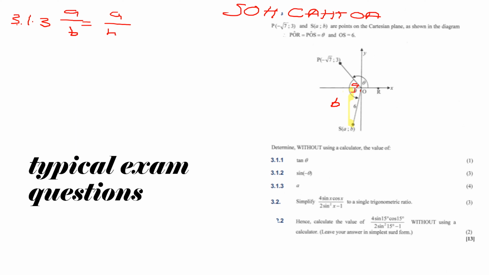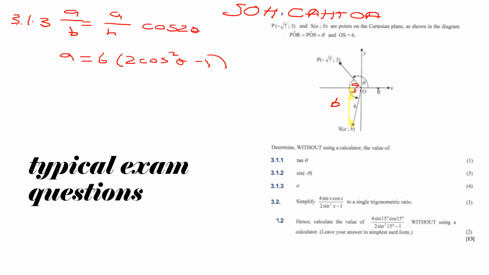So adjacent over hypotenuse is cos, right? Therefore that will be cos 2 theta. So A over 6 is equal to cos 2 theta. Cos 2 theta is a special angle, and therefore we can replace it. Therefore A is equal to, taking the 6 to the other side, and replacing cos 2 theta with 2 cos squared theta minus 1. We replaced it with another trig identity, right?